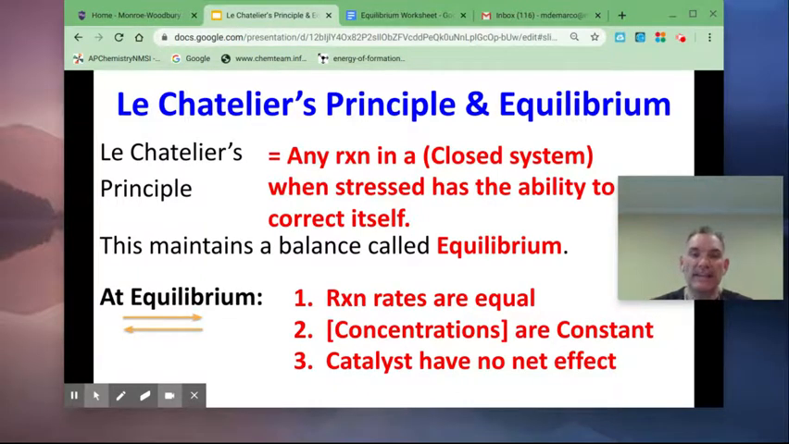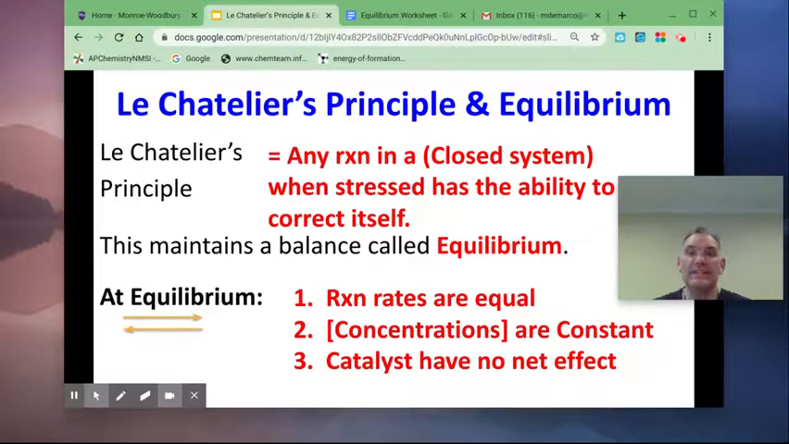A question that always shows up on the Regents for these is the catalyst. Remember, a catalyst speeds up the reaction in both directions by lowering the activation energy and providing a new pathway. But if I speed up both directions, nothing's going to happen. It cancels out. So at equilibrium, we're going to see these three things take place.